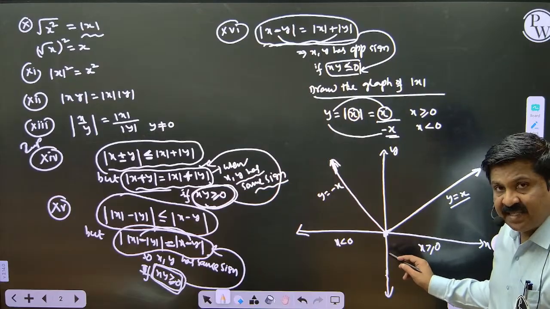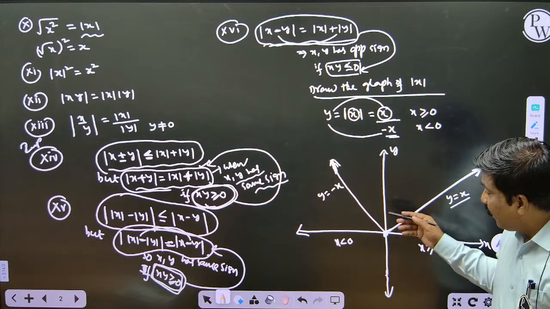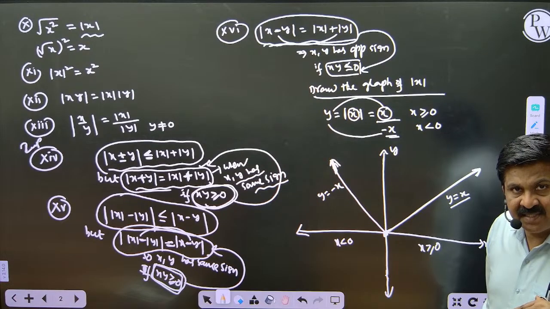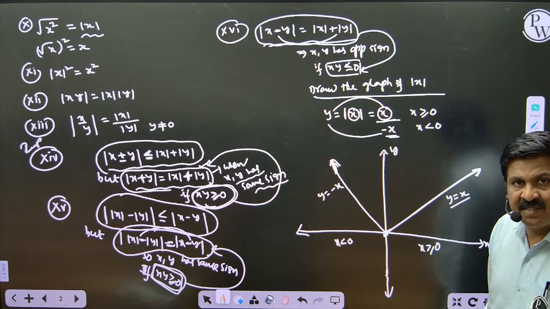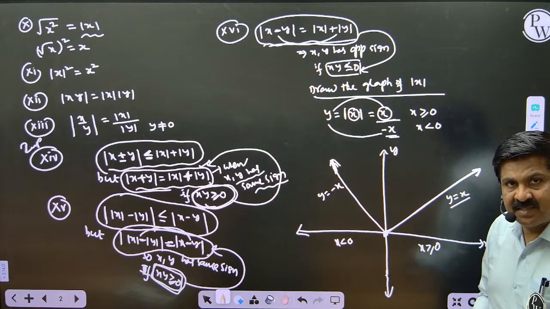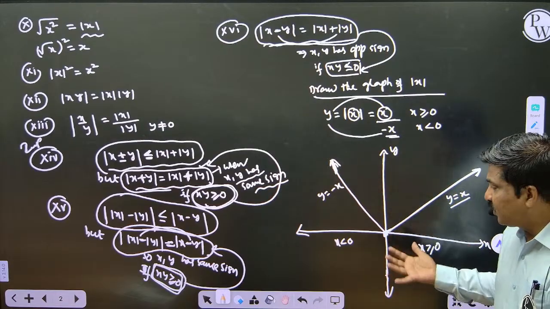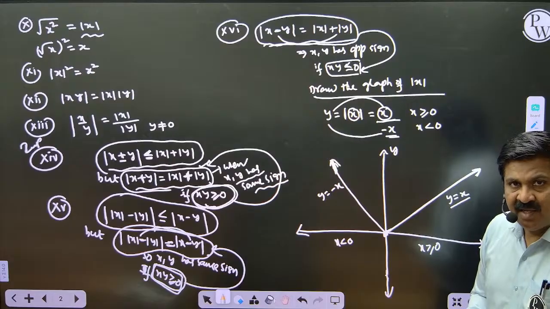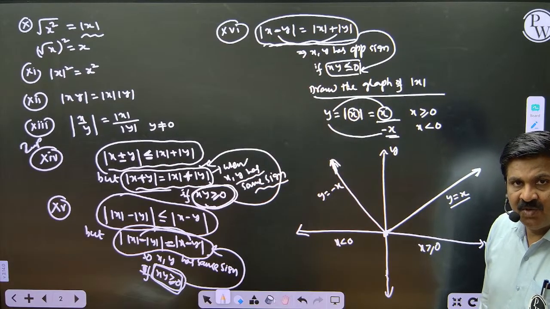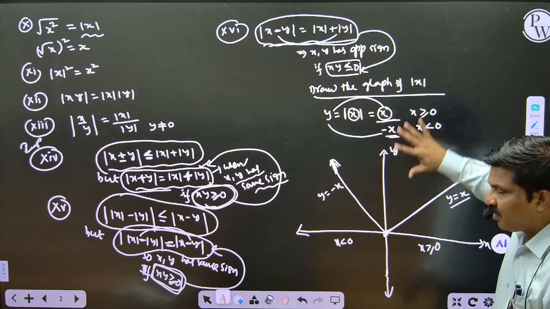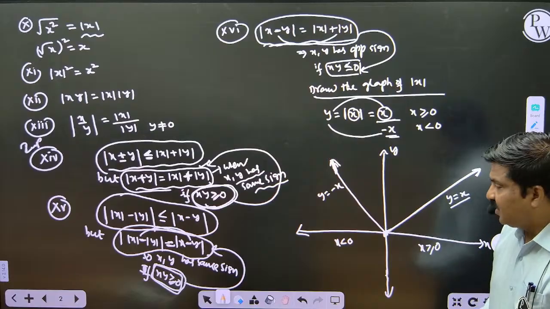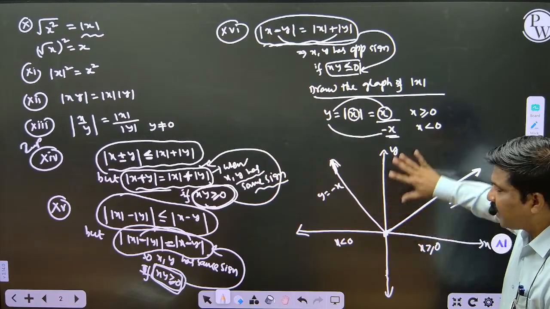Touching the x-axis means the value is 0. Above the x-axis means the value is positive. If any graph touches the x-axis, there its functional value is 0. Above the x-axis means its functional value is positive. Below the x-axis means its functional value is negative. Because of the modulus function, it can never be negative, so it is always positive or 0. For positive, the graph is above the x-axis. For 0, it touches the x-axis.